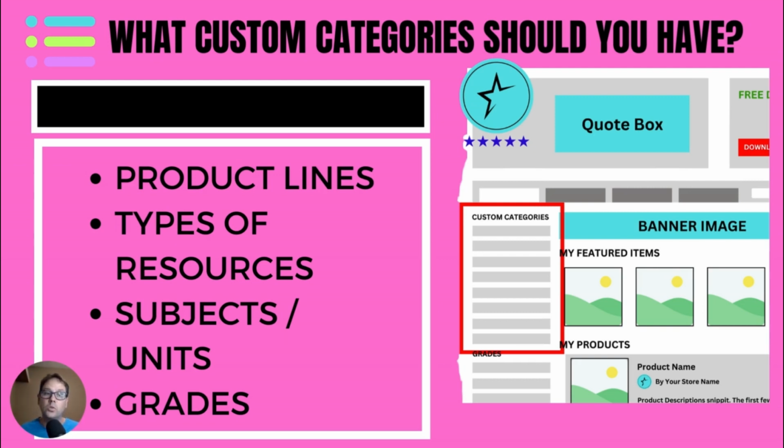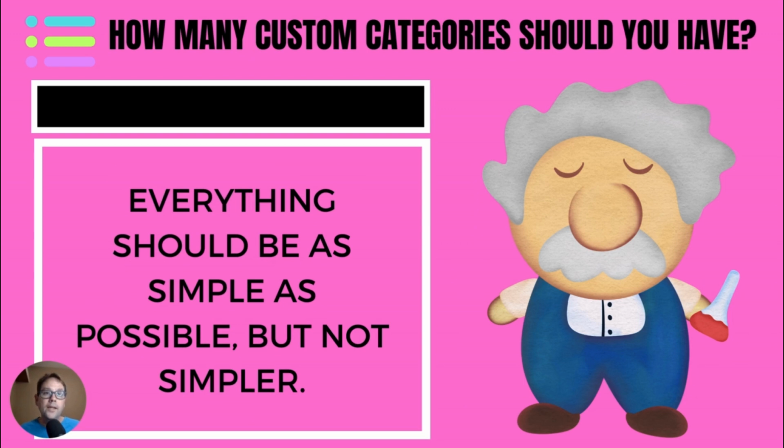So that type of resource should be a category. Okay, how many categories should you have? If you have too many, it's going to get confusing. It's also a lot of work for you, especially if you're like me and you've got hundreds of resources and you're just now setting them up.